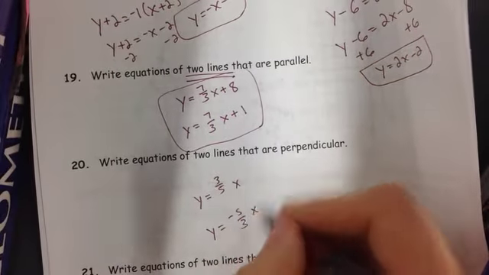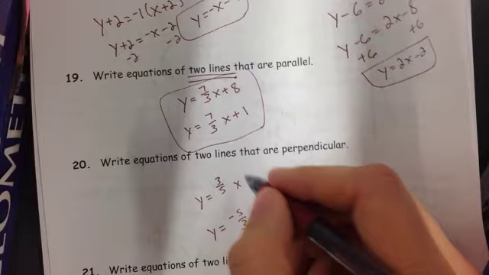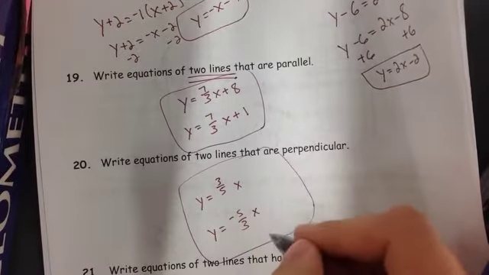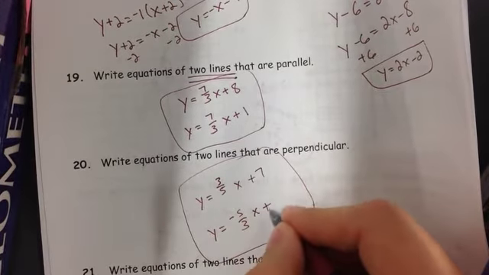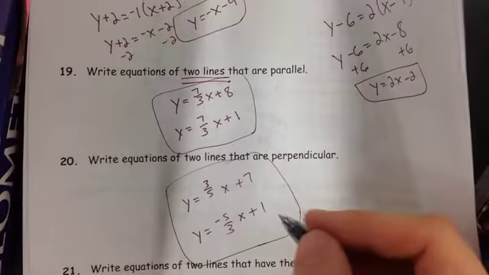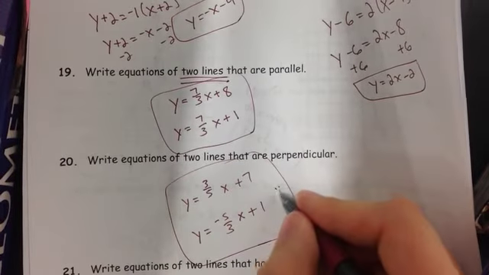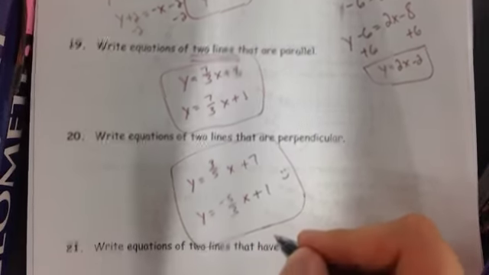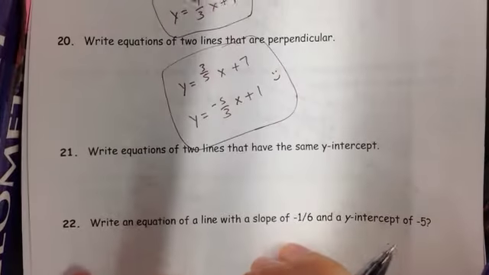Now they are already different. Their slopes are different, so they're already different lines. I can leave them just like this. If you want to throw in some y-intercepts, that's also cool, but they're already different lines because of their slopes.